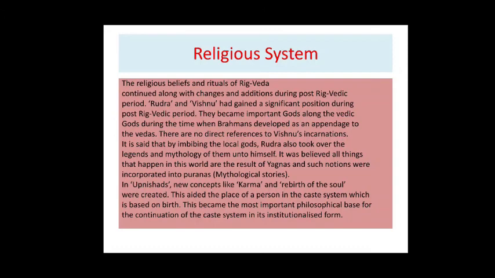This decided the place of a person in the caste system, which is based on birth. This became the most important philosophical base for the continuation of the caste system in its institutionalized form. All people gave belief to God and participated, but since the Varna system already existed, not every person could participate in all the yagnas and yagas.